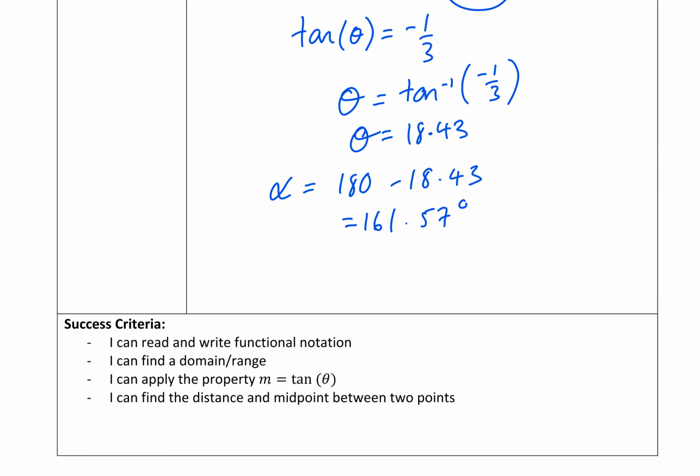So what can we hopefully learn from this very long lesson? Well, can you read and write in functional notation? Can you find a domain? Can you apply the property m equals tan theta? Can you find the distance and midpoint of 2 points? Some other things that we did was we also found the equation of a line. And some basic sketching of linear graphs is also helpful.